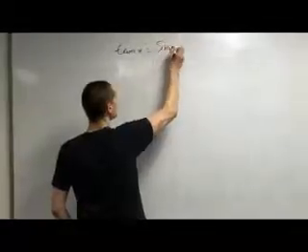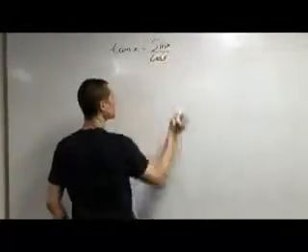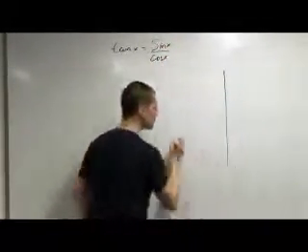Okay, now let's take a look at the graph of tangent x. We know that tangent x is sine x divided by cosine x. Put a picture of this up on the board.